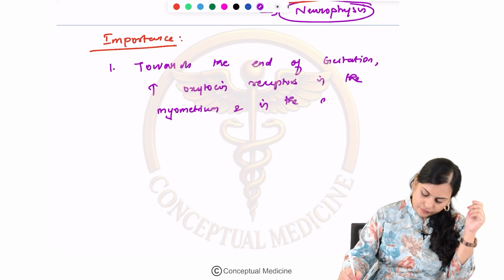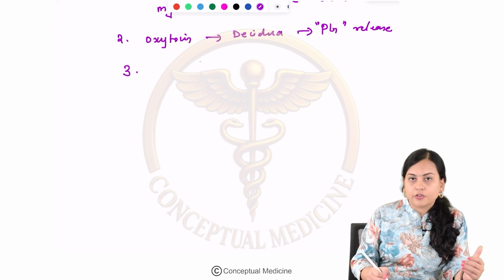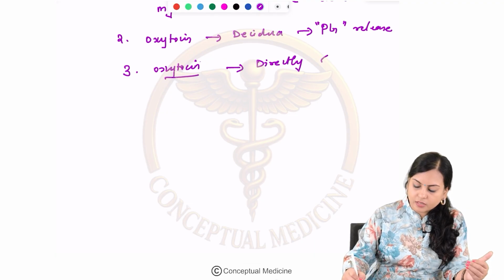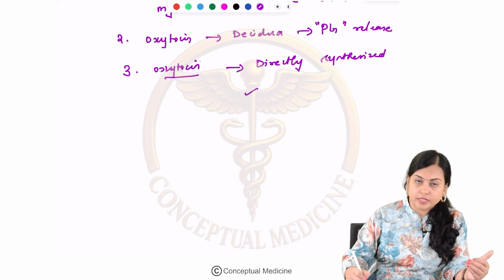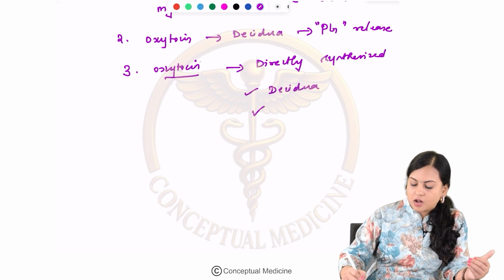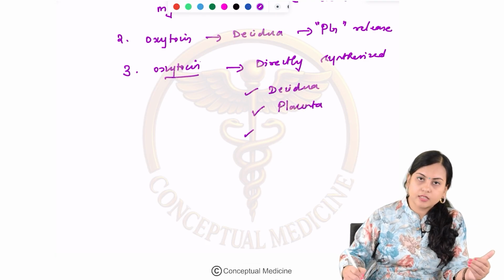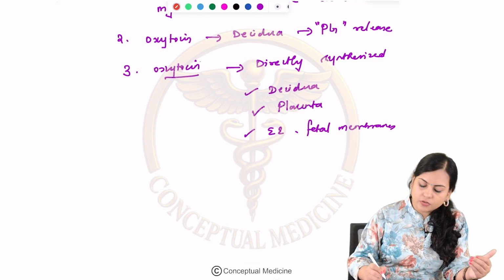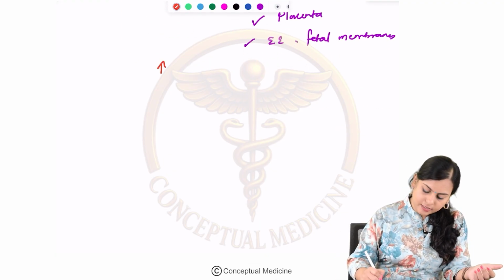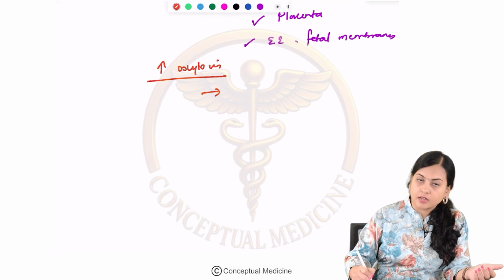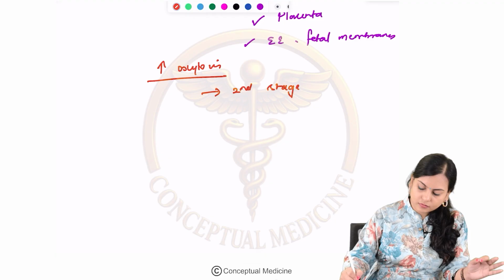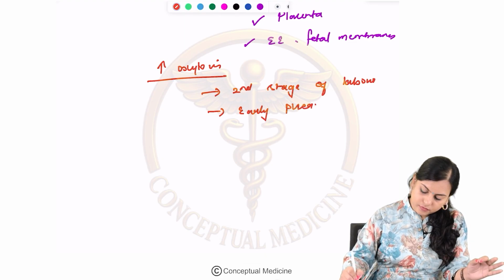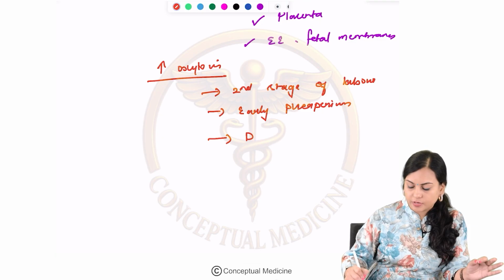Not only this, oxytocin is directly synthesized in the decidua, placenta and the extra embryonic fetal membranes. Okay. So, you will be seeing increased oxytocin levels during the second stage of labor, early puerperium and during breastfeeding.